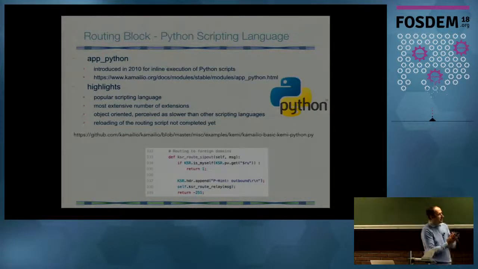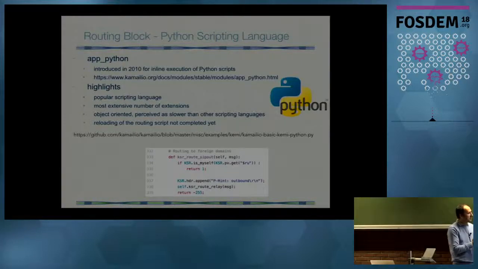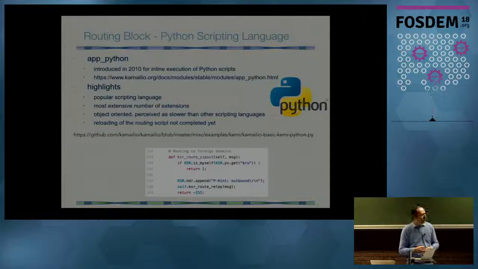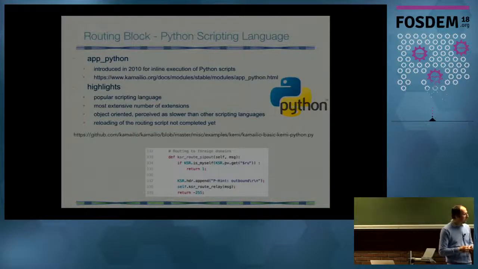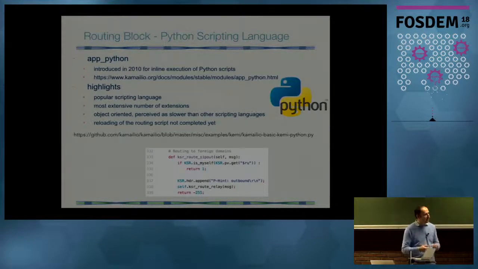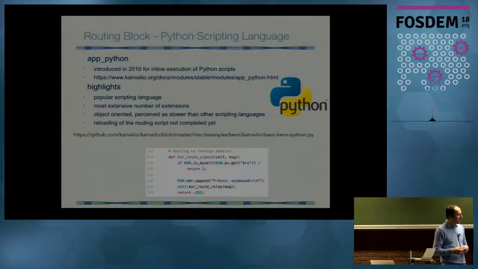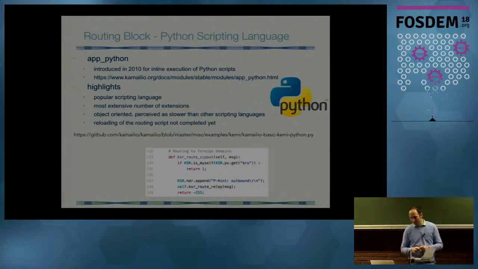Then we have app_python. I'm not the original developer of this module. I'm not much into Python. I just added the extension to C, the exports done through the Kemi framework. As a matter of fact, right now the reloading is not working properly. I started to implement it, but as I don't have the proper knowledge to look at how the Python interpreter can reload the script, I still need a bit of time.